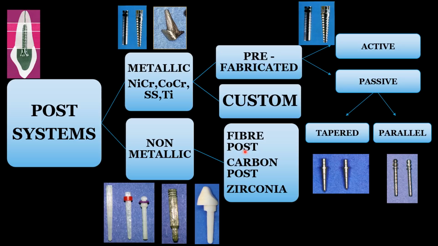Amongst these, the fiber post and the carbon post have similar modulus of elasticity with the dentine. So there are less chances of tooth fracture with the fiber post and the carbon post. This is the fiber post and this is the carbon post. Just from the picture you can make out one important difference. The carbon posts are black in color. So the fiber posts are aesthetic and the carbon posts are unaesthetic. They will be either used below the PFM crowns or in the molars.